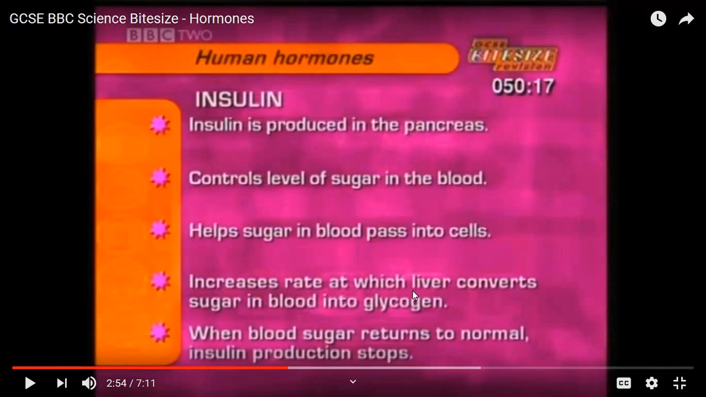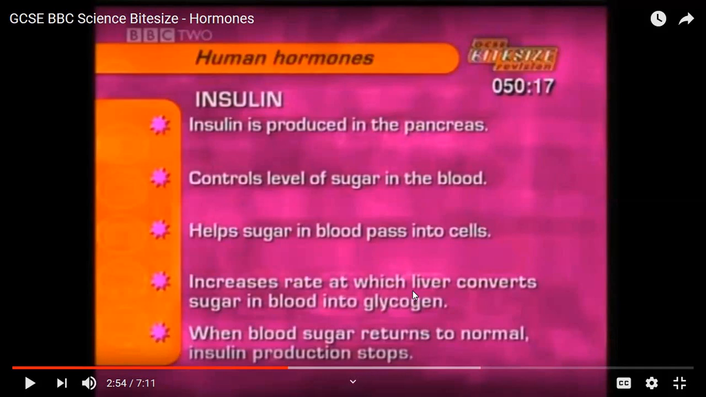Also at the end, you'll see it says when blood sugar returns to normal, you stop making insulin. Your body will stop making the insulin when you have normal sugar in your blood. If you have too much sugar in your blood, it's going to be used to make energy, or it's going to be turned into glycogen. Two things can happen to sugar. It can go into your cells and make energy, or the insulin can also cause it to go into the liver, and what happens in the liver is the sugar becomes glycogen.